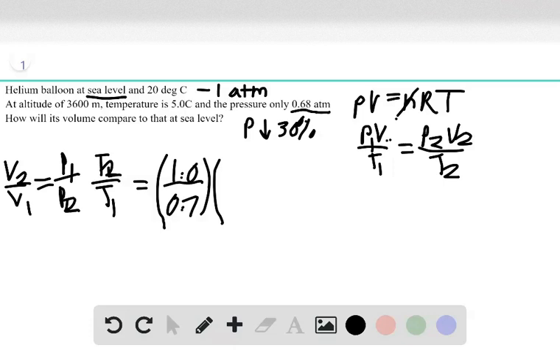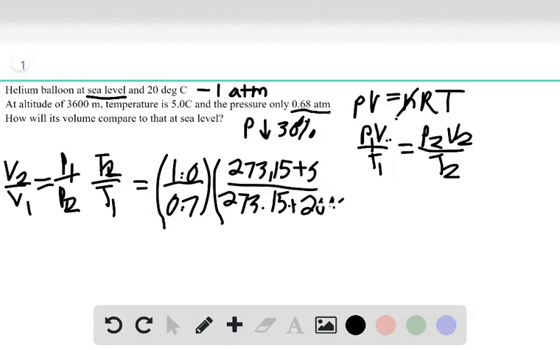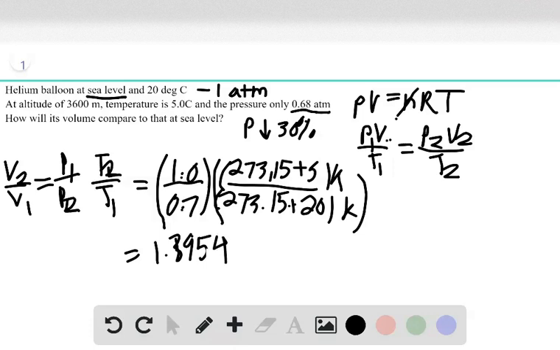And then temperature, we need to convert it to Kelvin, 273.15 plus 5 over 273.15 plus 20. That's Kelvin. All right, plug all that into your calculator, and you get a value of 1.3954, which we can round to 1.4.